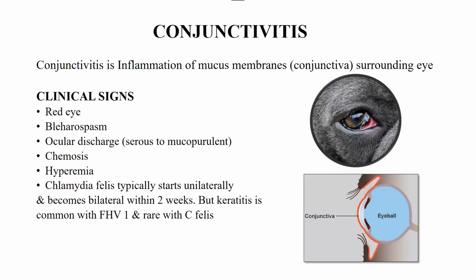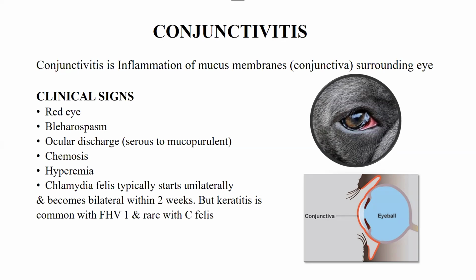Conjunctivitis is inflammation of the mucous membrane conjunctiva surrounding the eye. The clinical signs for conjunctivitis are red eye, as you can see in this image, blepharospasm, which is involuntary blinking or spasm of the eye, so the eyes keep on closing, and ocular discharge, which is going to be serous to mucopurulent. Chemosis is basically swelling, not of the eye, rather swelling of the conjunctiva. We have a separate video on chemosis that you can watch. Then we have hyperemia.